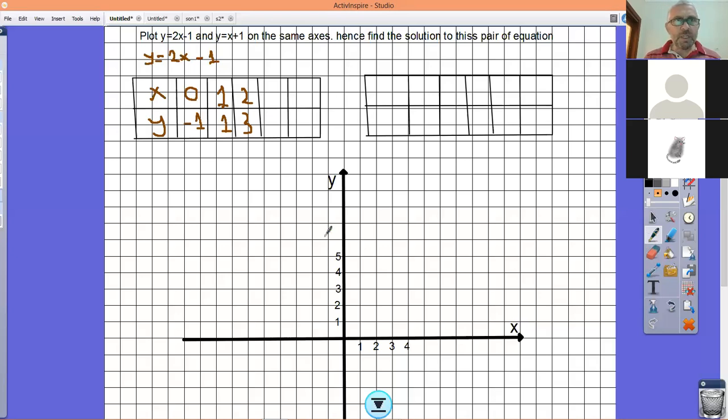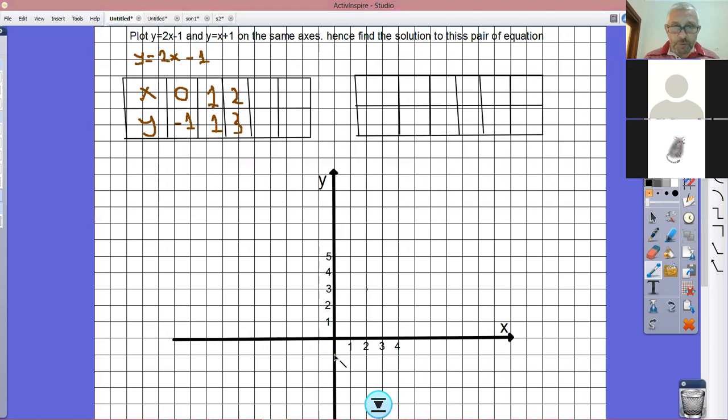Let's take 0 and minus 1. Which point will it be? X is 0, y is minus 1, it will be this one. The other one, let's say x is 2, y is 3, it will be this point. Now I am going to draw the line here. Okay, now this is our line.